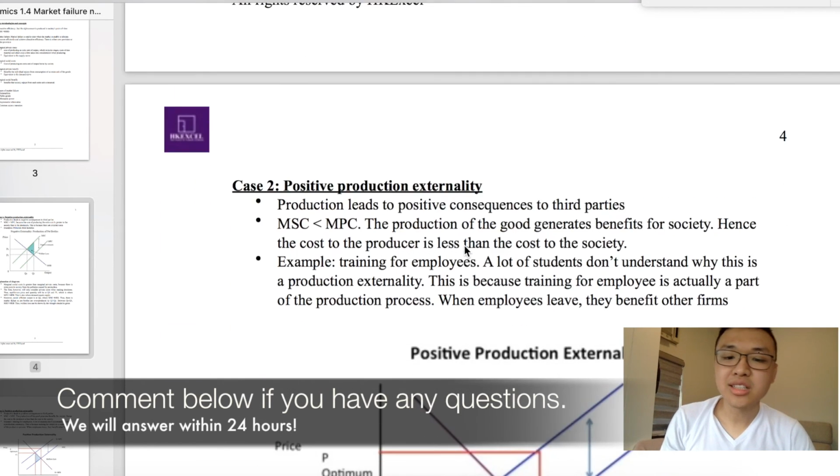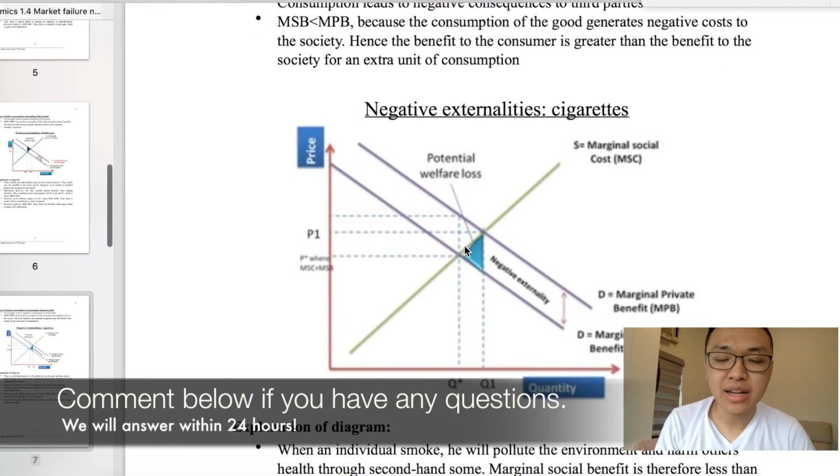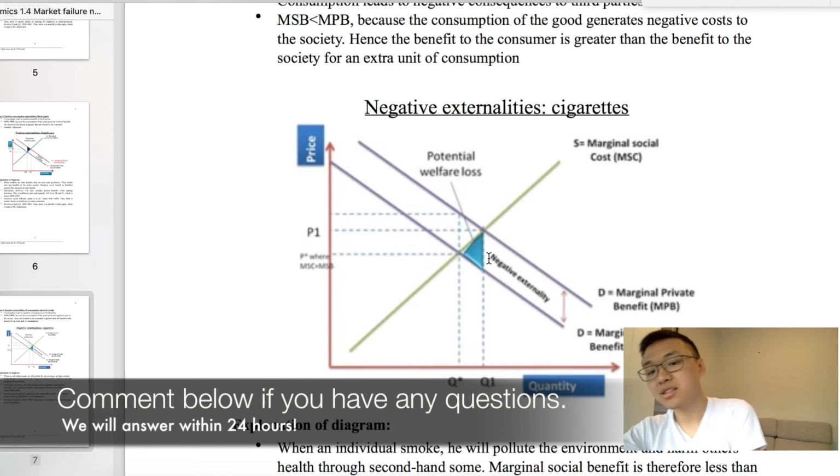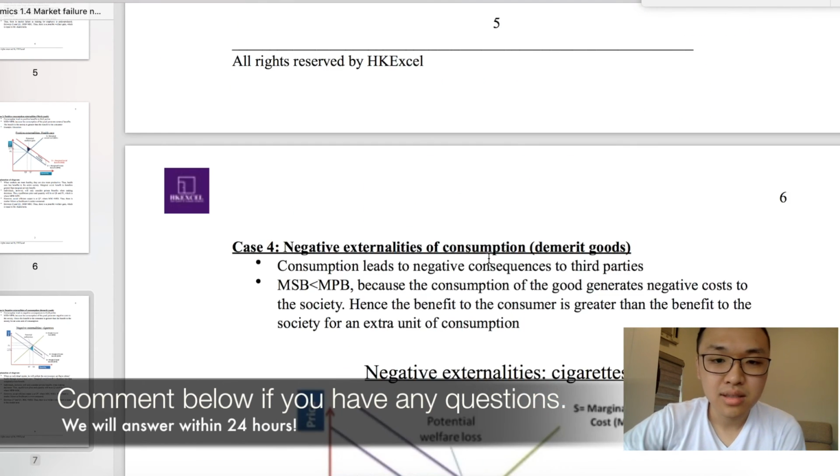Okay? Actually, it's the same logic for negative consumption externality. We can see the socially optimal is Q star, but the equilibrium is Q1, right? So there's overconsumption. And between Q star and Q1, these quantities shouldn't have been produced. For these units that shouldn't have been produced, the MSC is higher than the MSB. So therefore, there's welfare loss. For all of these extra units produced, the social cost exceeds the social benefit. So that's it.